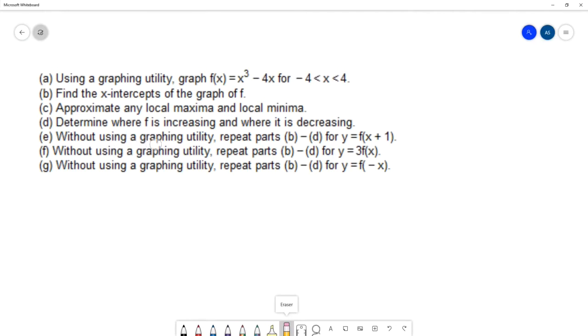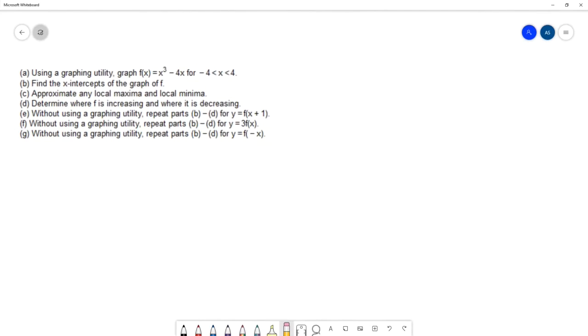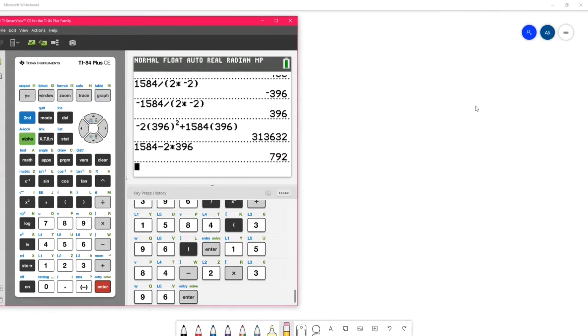And without using a graphing utility, repeat this for y equals f of x plus 1, y equals 3f of x, and y equals f of negative x. So in my graphing calculator, I'm going to zoom out a little bit. And let's pull up the graphing calculator.